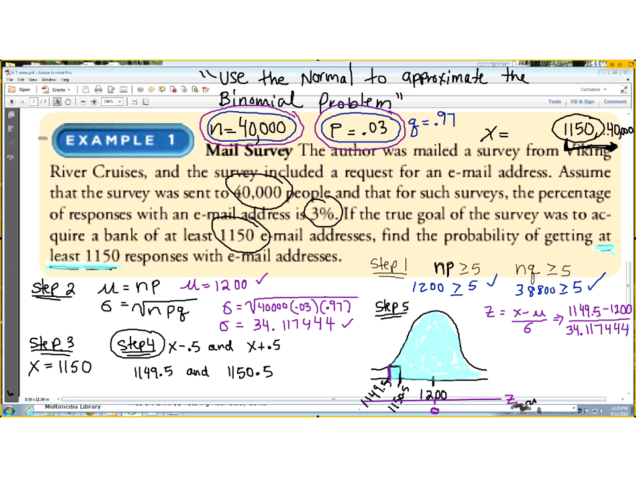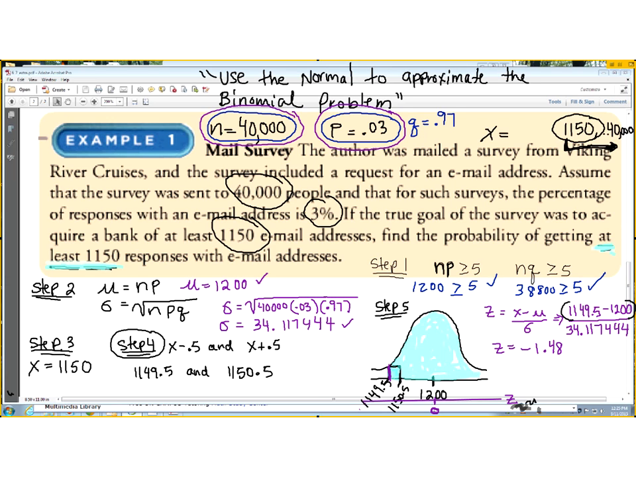34.11744. If you leave it to 5 or 6 places after the decimal, that should be fine. Our Z is always rounded to 2 places, right? If you put that in your calculator, remember that you need parentheses in your numerator. Don't forget those parentheses. Make sure you keep your numerator together. That should give you your Z-score. And it looks like you guys agree on that. So negative 1.48, rounded to 2 places after the decimal.